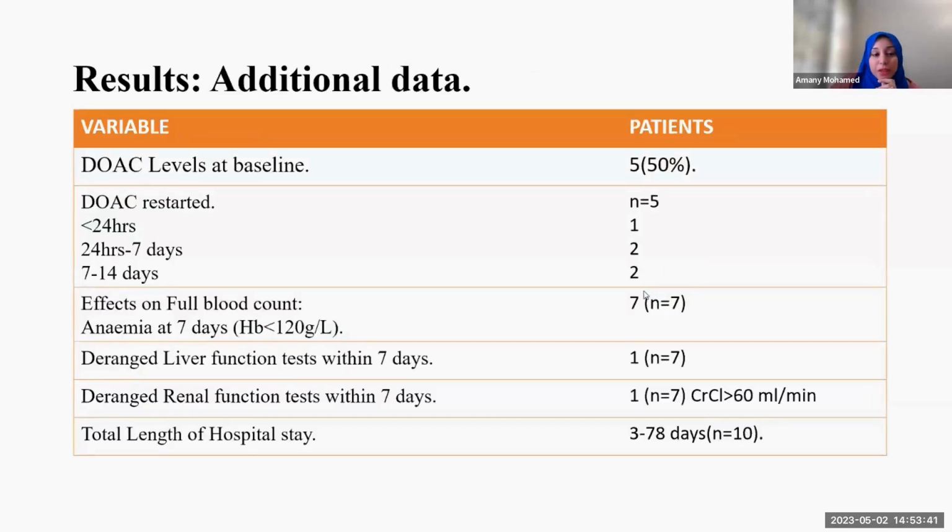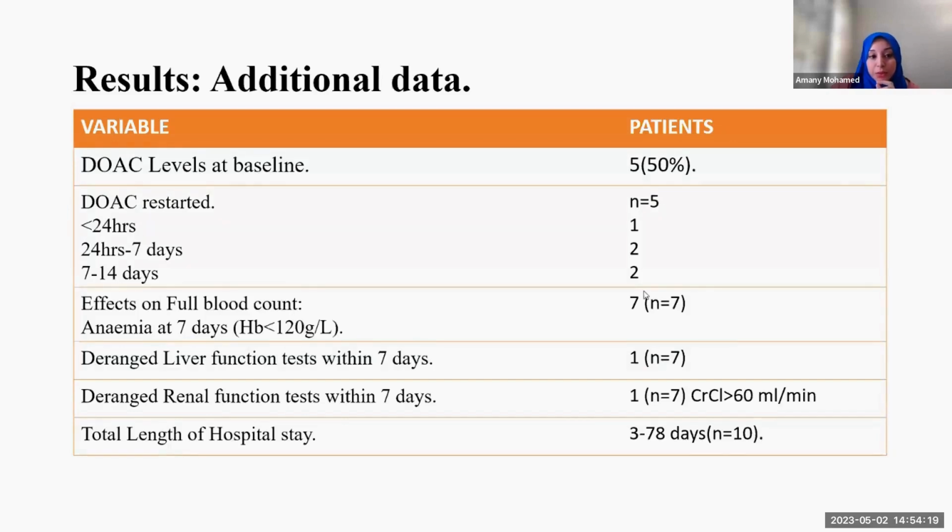Only 50% of the patients had DOAC levels measured at baseline, and DOAC was restarted in 5 patients. I think it is important to say here that nearly all of these patients were managed under other teams, so the decision to restart the DOAC was not mainly made by the hematologist. 1 patient was restarted on a DOAC less than 24 hours from reversal, 2 patients between 24 hours and 7 days, and 2 patients more than 7 days.